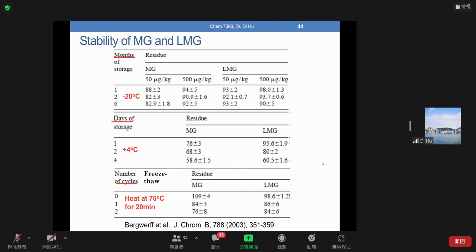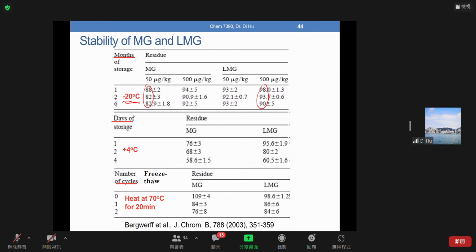And also, some people did a stability analysis of the methyl green and nucleomethyl green. They spiked both compounds onto fish fillet and put it in the freezer, storing it for 1 month, 2 months, and 6 months. It seems both methyl green and nucleomethyl green are quite stable. The decay is not obvious, about 10% even after 6 months. So that means if stored at minus 20 degrees C, it could be stable.